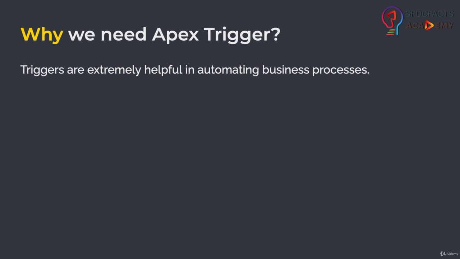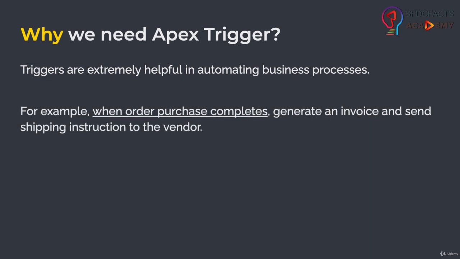So let's discuss a scenario. An order completes and now you need to generate the invoice and you need to send the shipping instructions to the vendor. Can you do this with your workflows or process builders or maybe visual flows? Maybe you can or maybe you cannot. It depends how you communicate with a third-party vendor. But in any case, triggers would be the best approach to solve this particular business scenario, as there can be 10 plus different automations that you need to run when an order completes, and a trigger would be the best place to write all these automations.